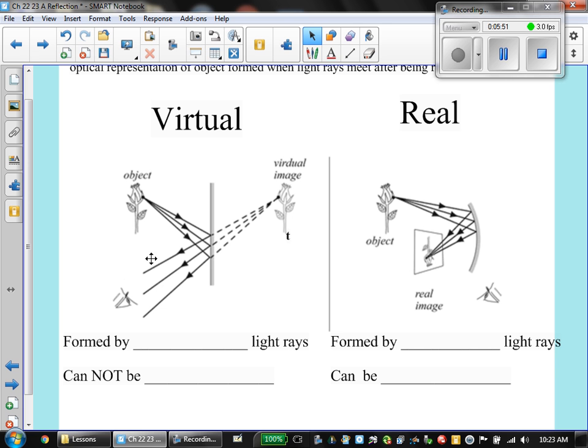The light rays appear to be diverging. They're moving away from each other. So we say that the image is formed by diverging light rays, and it cannot be projected onto a screen. This will make sense when we get in the lab.